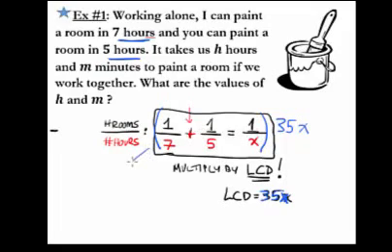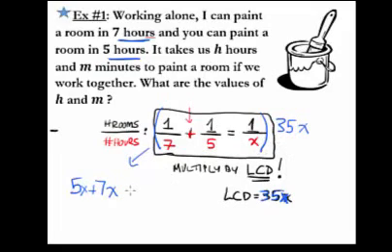Now notice what happens when I multiply everything by the LCD. Well, this first term, 1/7 times 35x, is just going to be 5x. The next term, 1/5 times 35x, is just going to be 7x.